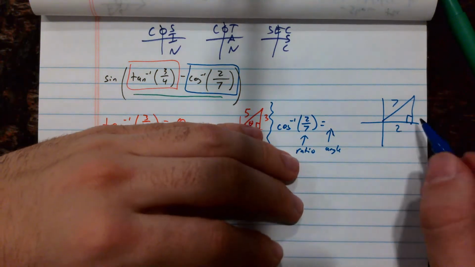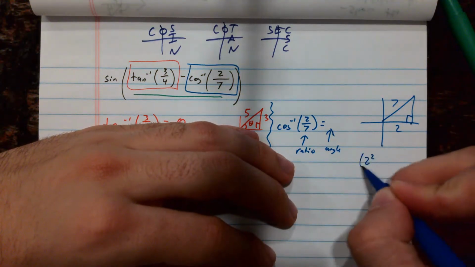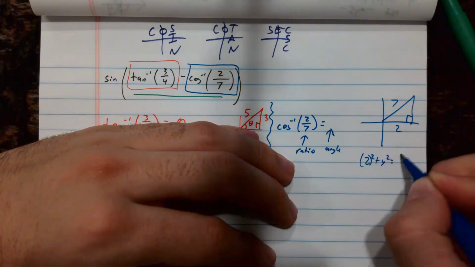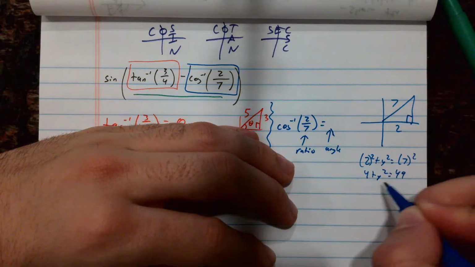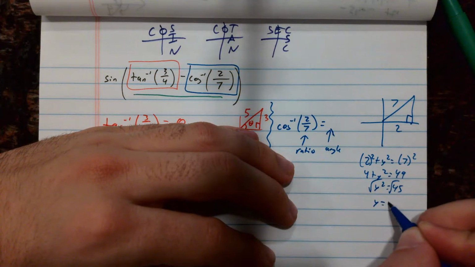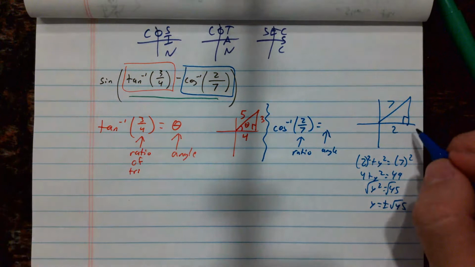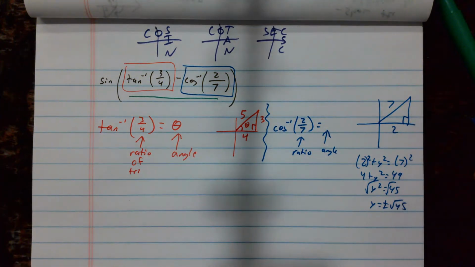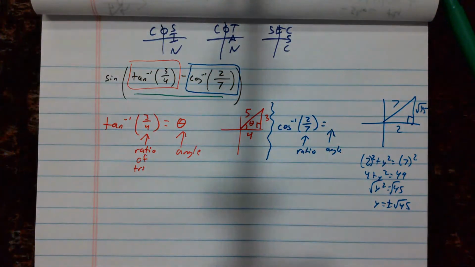Now let's say I don't know what that side is. I can always use the Pythagorean theorem. So 2 squared plus y squared equals 7 squared. So 4 plus y squared equals 49. y squared equals 45. So y equals plus or minus square root 45. And then is it positive or negative? Well, this is in the positive y direction, so it is going to be positive square root 45. You could simplify that down, but I don't think we need to right now. I think it'll be a little bit easier for us if we don't.